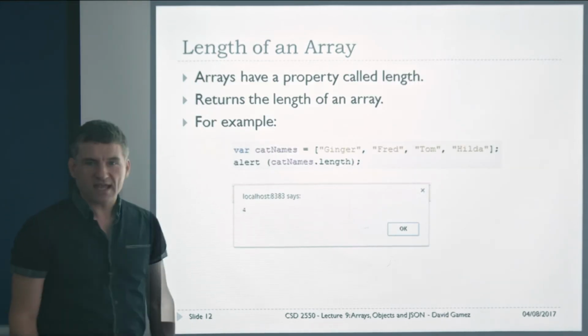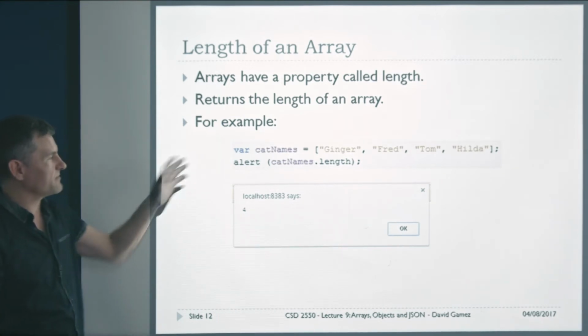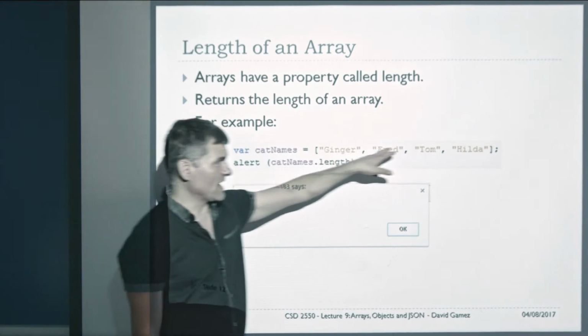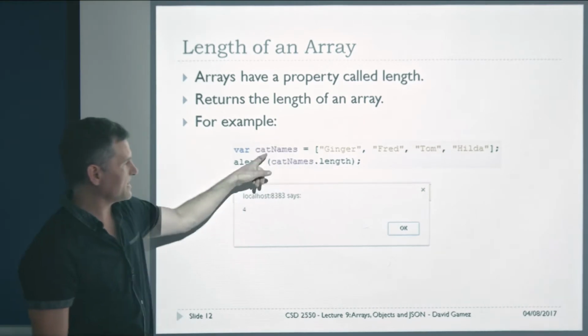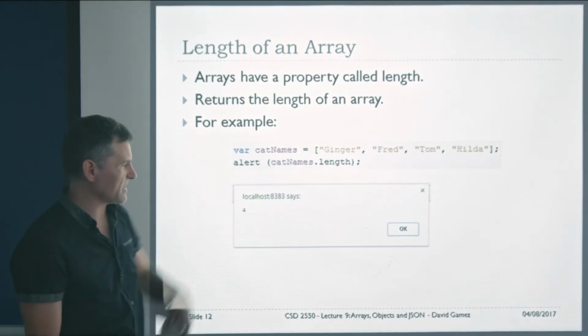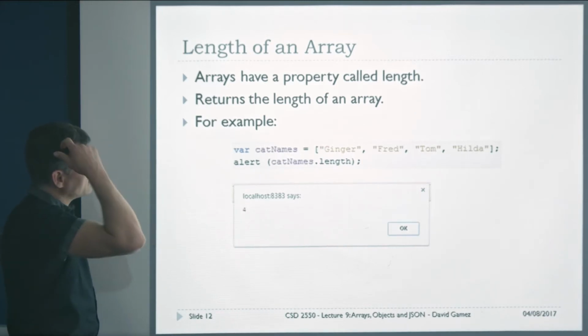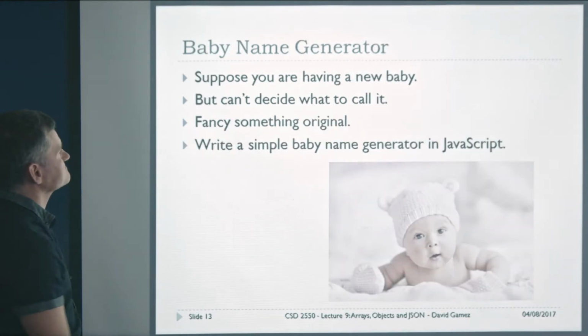Arrays have a property called length, which makes it easier to work through them, find out how big they are, and so forth. So here again, back to the cat names, we've got 4 elements in the array. So if we do alert catNames.length, that's how we access the property of length. And in this case, we're getting 4, because it's got 4 items in the array. I don't know if you can read it on this video.